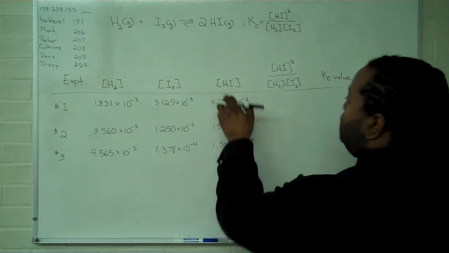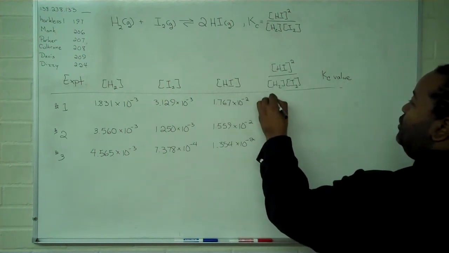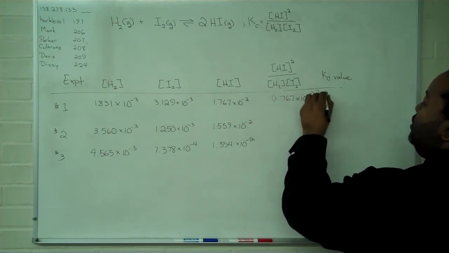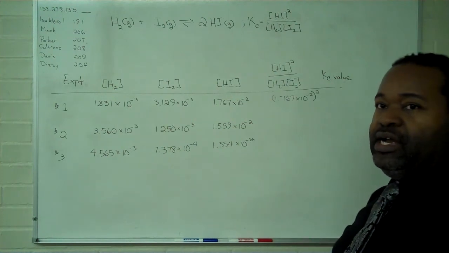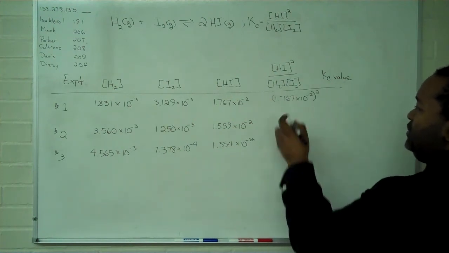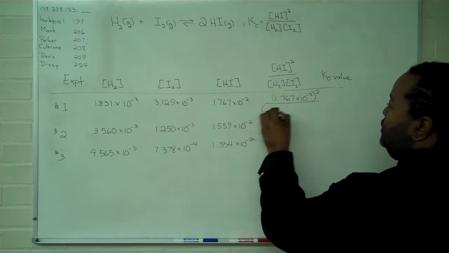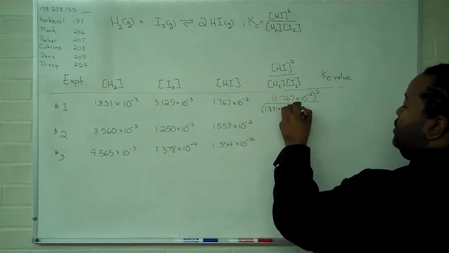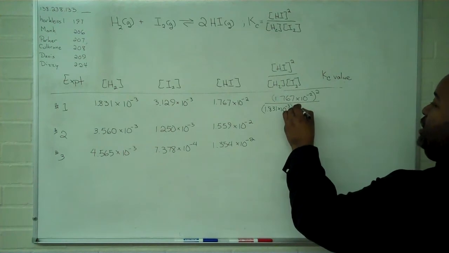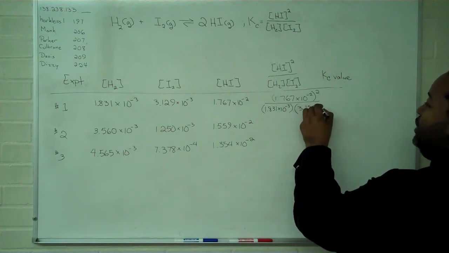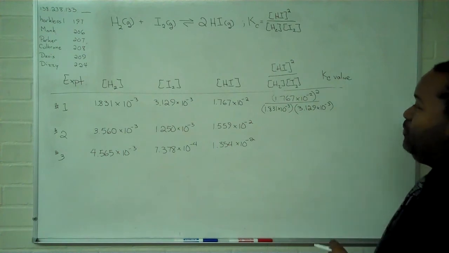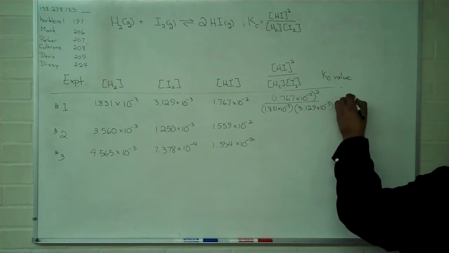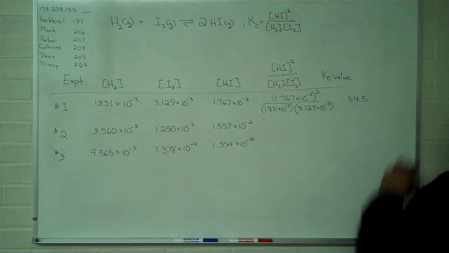So the first thing we have to do is make sure that we're plugging everything in correctly. 1.767 times 10 to the minus 2 gets squared because it's the concentration of the hydrogen iodide. Next, we want to divide by the concentration of our hydrogen, 1.831 times 10 to the minus 3, and the concentration of our iodine, which is 3.129 times 10 to the minus 3. When we go through this entire calculation, we get a value of 54.5.